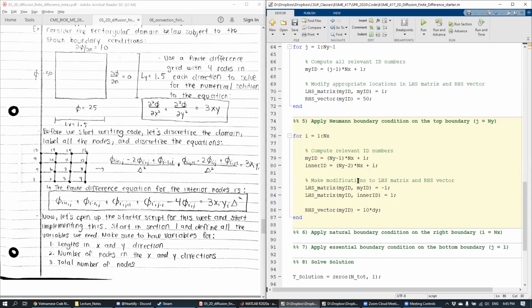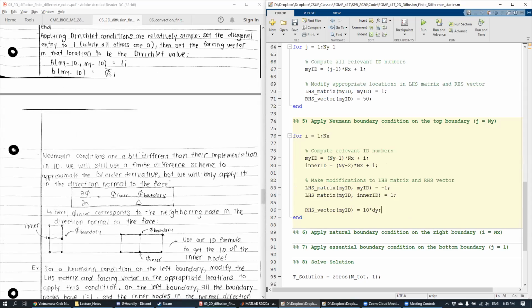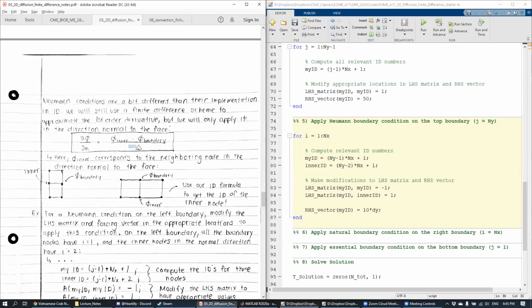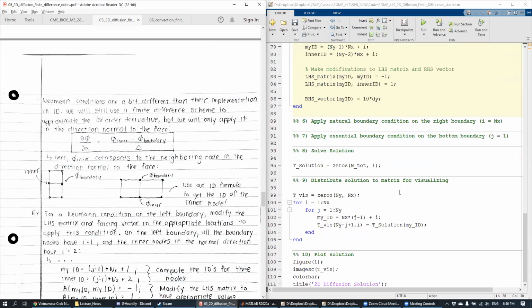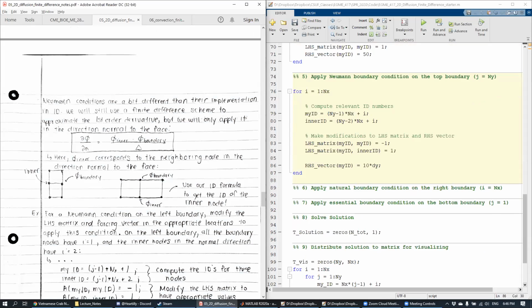And then for the right-hand side vector, we're going to have our Neumann value, where in this case the Neumann value is 10. And then we're going to multiply that by dy, because remember that dy comes as a result of the fact that we have a delta in the denominator here. Any questions on that?